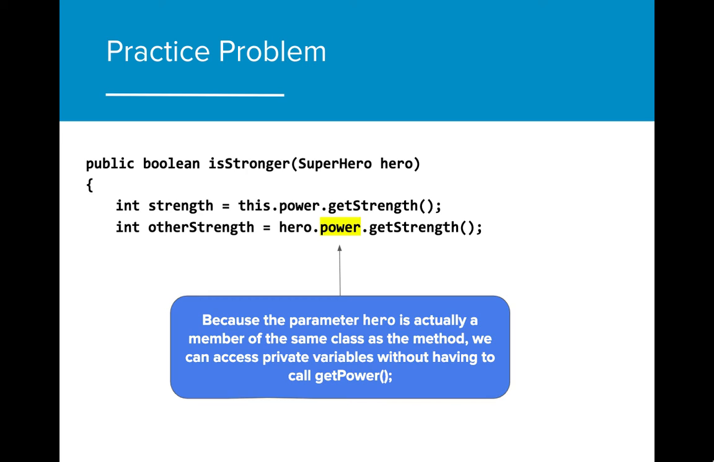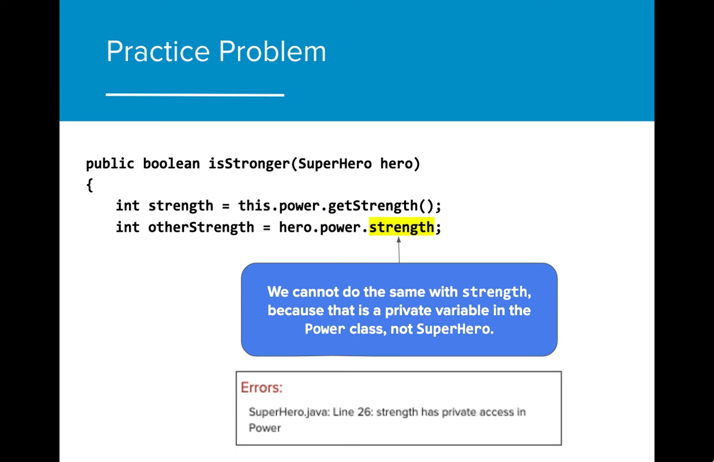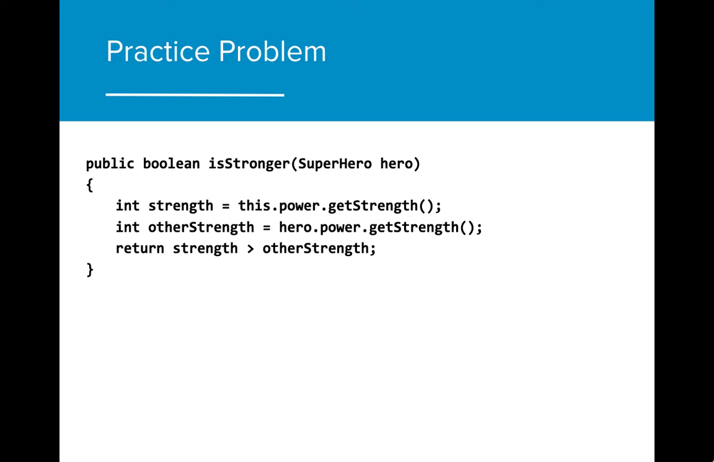Because the parameter hero belongs to the superhero class and is being called within the superhero class, we can actually access the private variables of hero without having to call getPower. In this case, we can just write hero.power to access the instance object power and then call getStrength directly on the power object. We cannot do the same thing with strength because strength is an instance variable of the power class, which is not a part of the superhero class. This will result in an error.